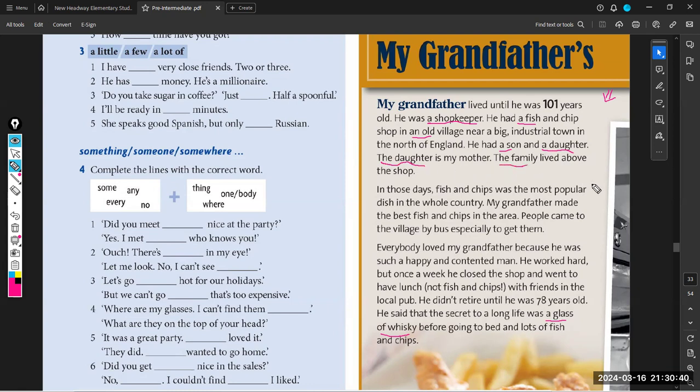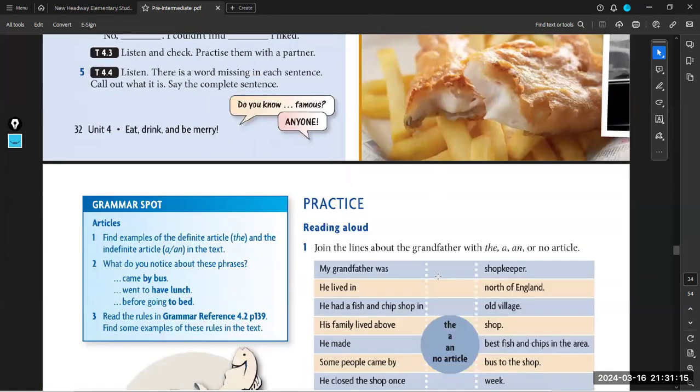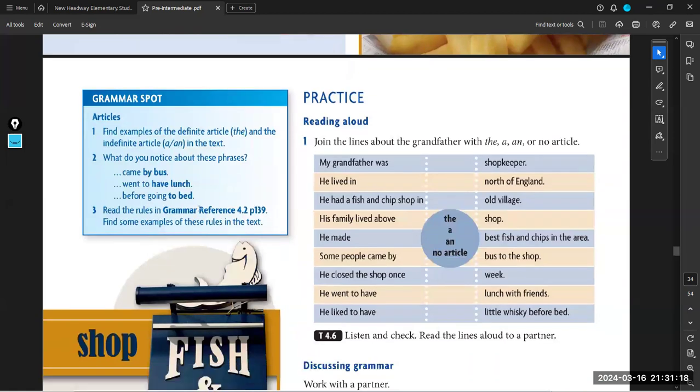A week, once a week, exactly. A happy and contented. Bravo. The shop. The secret, amazing. The most popular, exactly. A long life. So we notice, guys, this passage is full of articles: a, an, and the. We still have something a little confusing. Absolutely, I'm going to show you. Now, before discussing the grammar part, let's try to do the exercise.